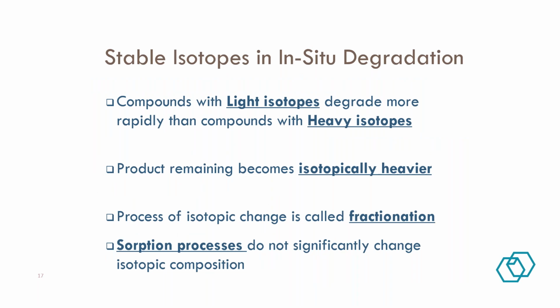So compounds with light isotopes, that means compounds like PCE that has light isotopes in it, will degrade faster than the PCE with the heavy isotopes. So the product remaining becomes isotopically heavier, and this process of isotopic change is called fractionation. It's really important to note here too, especially since we're talking about activated carbon, that adsorption processes do not significantly change isotopic composition. There's been a lot of research on this.